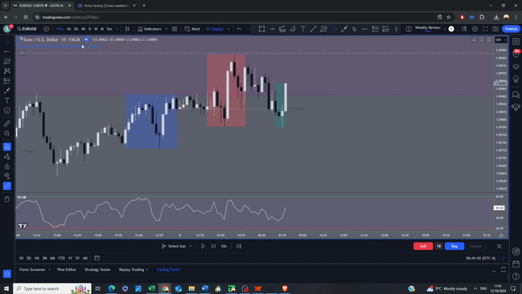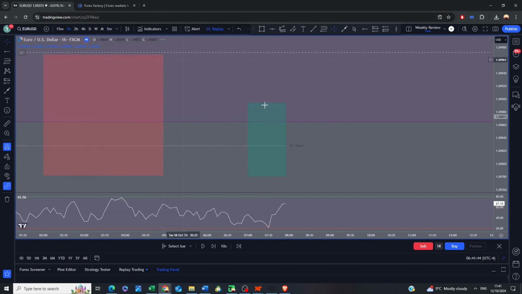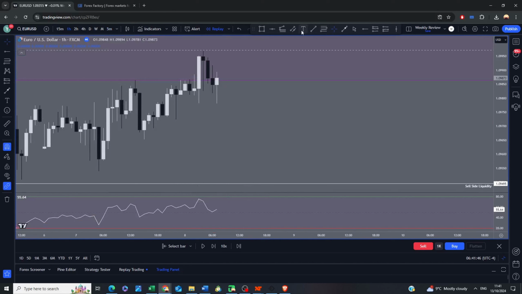We see this pullback, which also happens to be an order block. The only reason I didn't want to trade this was mainly because there were no fair value gaps, and we still had this candle that I wanted price to come and close below.